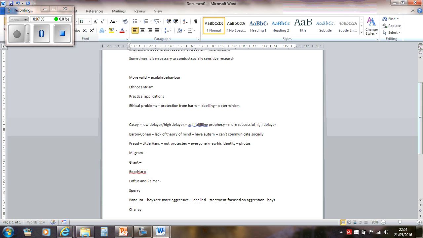Loftus and Palmer, there could be issues because, you know, not believing in court someone's memory. That's socially sensitive because you're stressing that you haven't got a good memory, so we're not going to believe you in court.